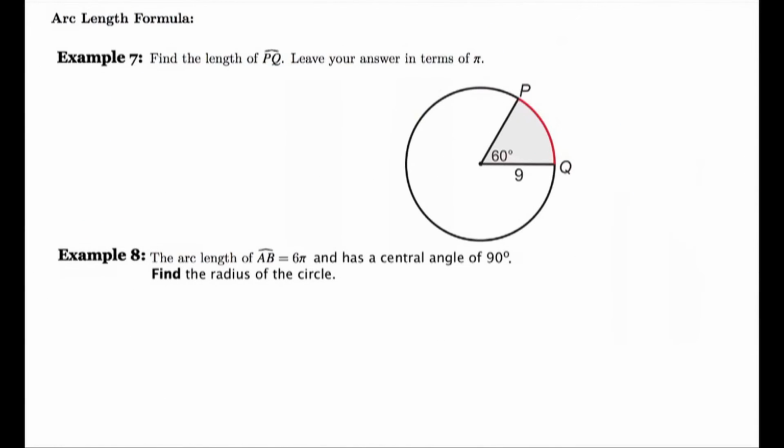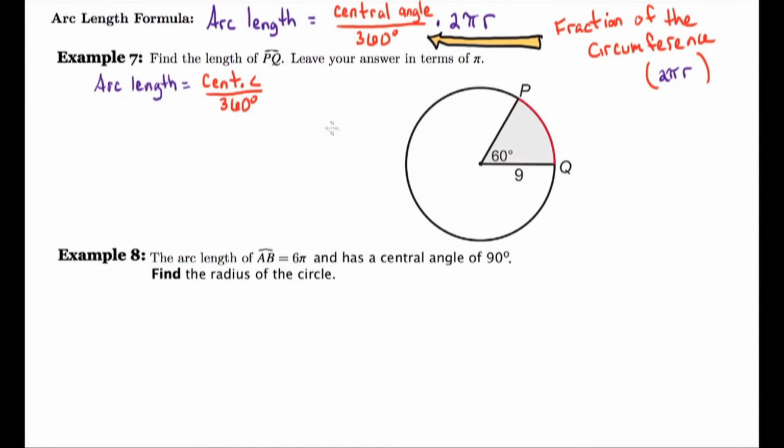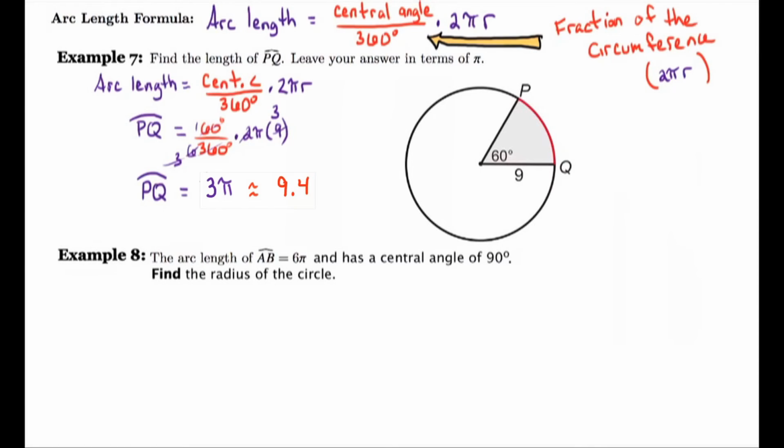Arc length formula. Arc length equals the central angle divided by 360 times 2 pi r. Well, this is just taking the fraction of the circumference, which is 2 pi r. So in example 7, we're looking for arc PQ, and we're given the central angle is 60 and the radius of 9. So I make my substitutions. I can do a lot of simplifying here of the fractions, and I get 3 pi, or approximately 9.4.